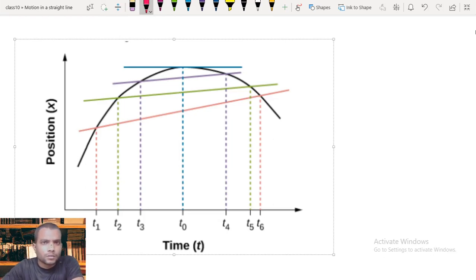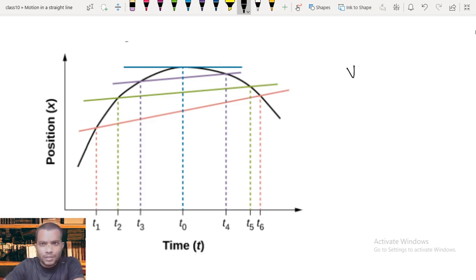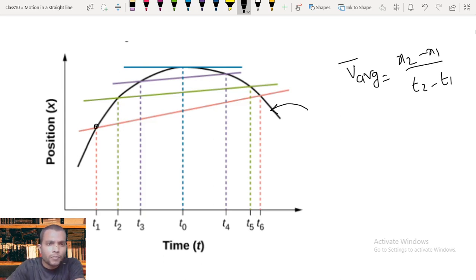Last class we tried to figure out the velocity from a given position time graph. We can calculate the average velocity by using this formula: x2 minus x1 upon t2 minus t1, to find the average velocity for a given position time curve. Suppose this is the position versus time graph. If we consider these 2 points, at these 2 points we can get that average velocity.